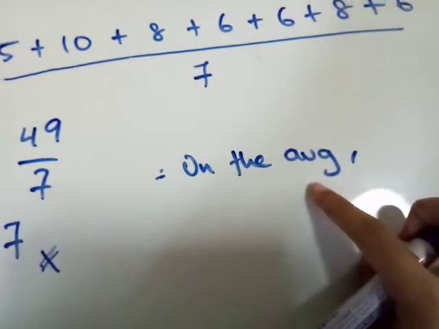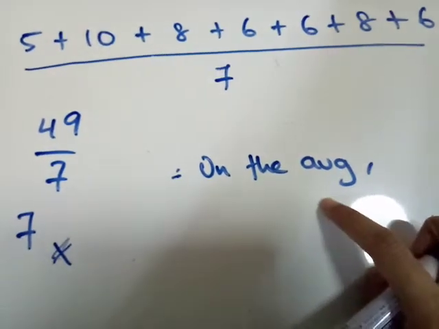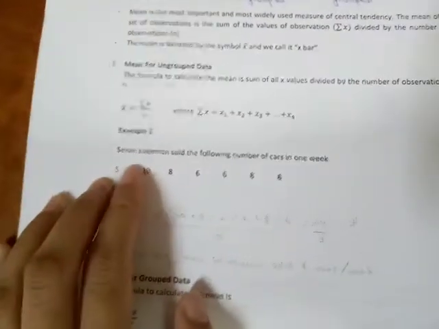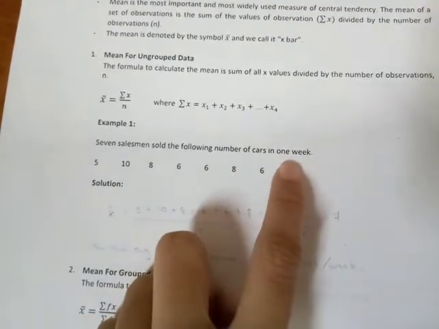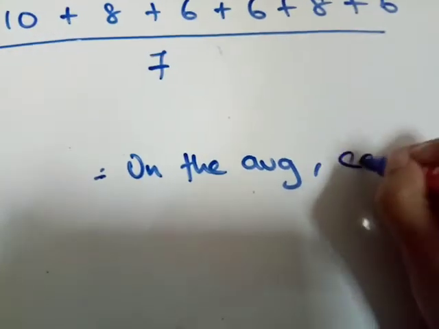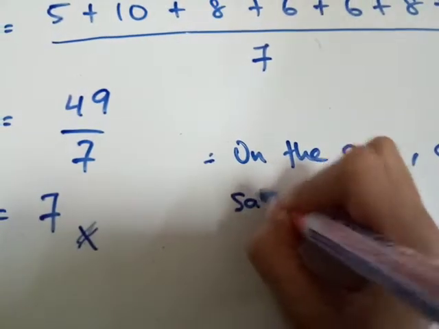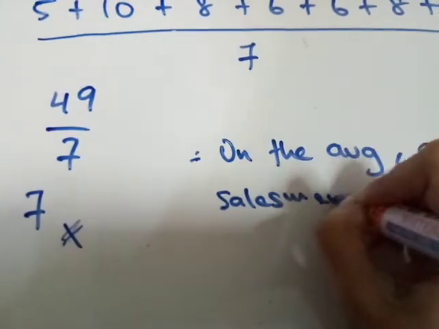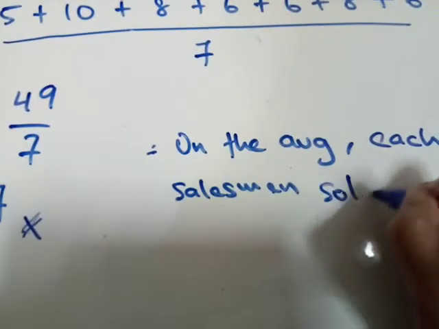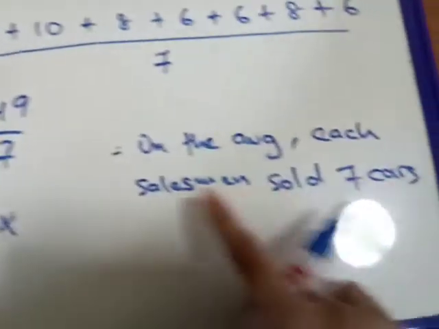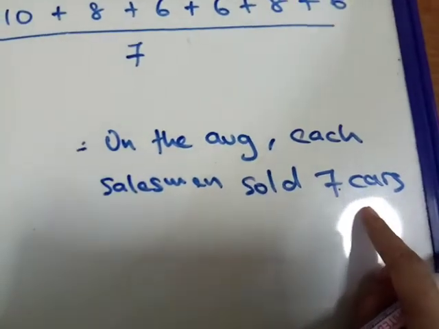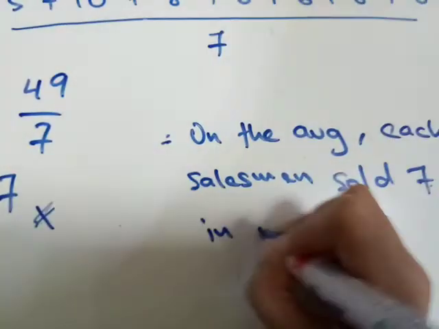Okay, I use the short form for this, on the average. Okay, in this statement it tells us 7 salesmen sold the number of cars in 1 week. Okay, so on the average, each salesman sold 7 cars. Why 7 cars? Because the mean we got is 7. So on the average, each salesman sold 7 cars in 1 week.